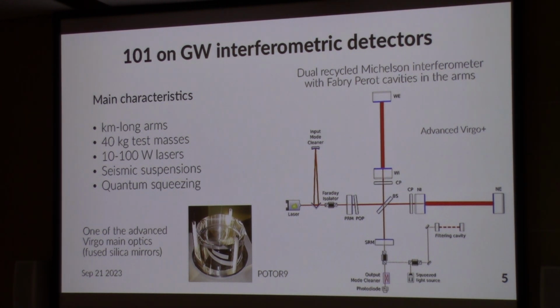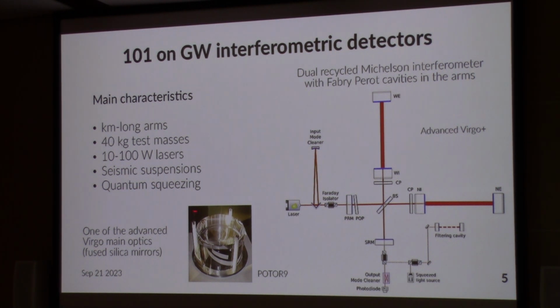Those are test masses, so those are the freely falling masses that we use to sense gravity. And those optics are exquisite optics, made out of fused silica. Their surfaces are almost perfect mirrors for the infrared light.